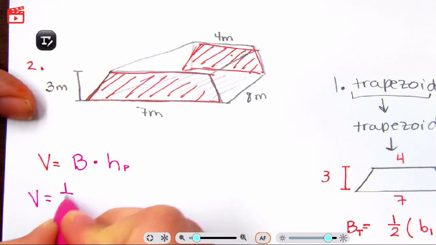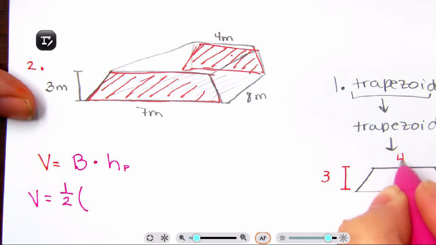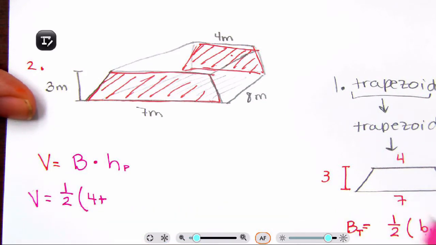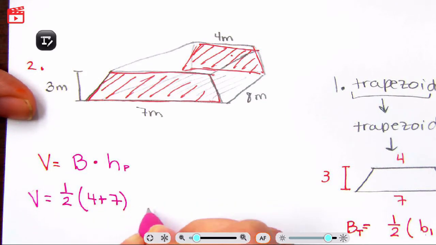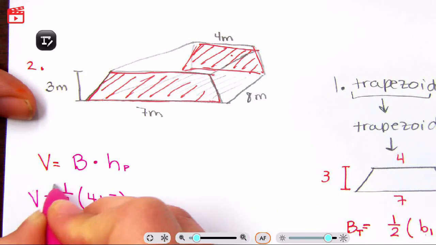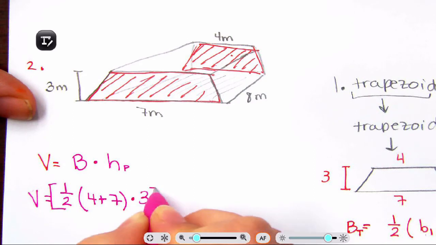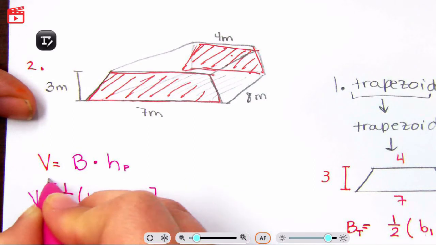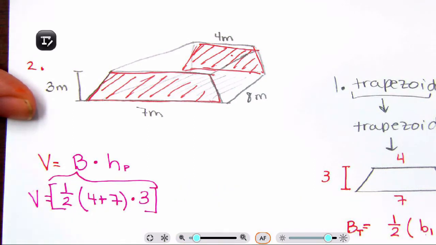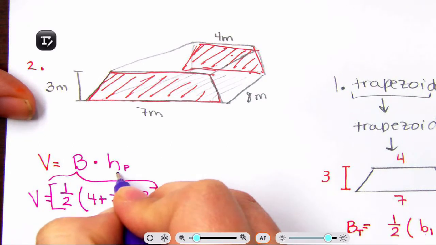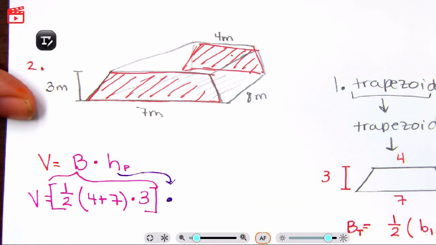The area of the base is 1/2 times base 1, which is 4, plus base 2, which is 7, times the height of the trapezoid, which is 3. And so this right here is all the area of the base. And then we need to multiply by the height of the prism.